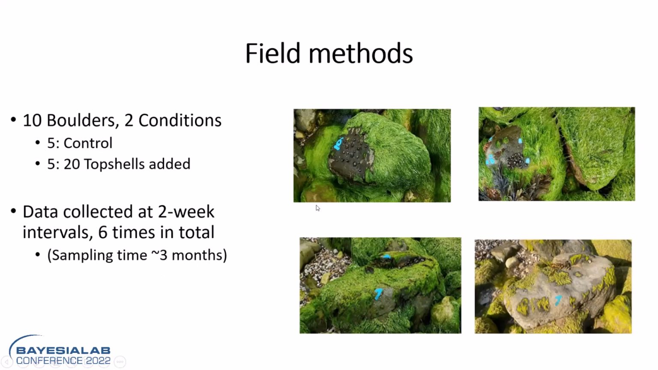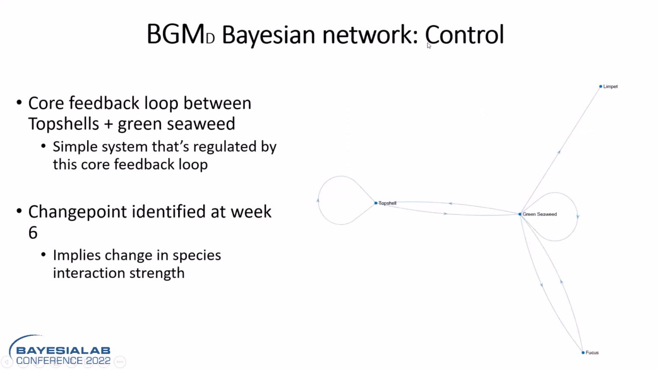So this is the Bayesian network for our control conditions. It's a very simple system right now, as I mentioned earlier. But importantly, we were able to review and recover this core feedback loop between top shells and green seaweed. And that makes sense because it's essentially a boulder of green seaweed. That is the system, and this is regulated by the grazing relationship between top shells and green seaweed. There's only going to be so much of this grazing pressure that it can tolerate before you have a change. But this is the important part: this core feedback loop between top shells and green seaweed.